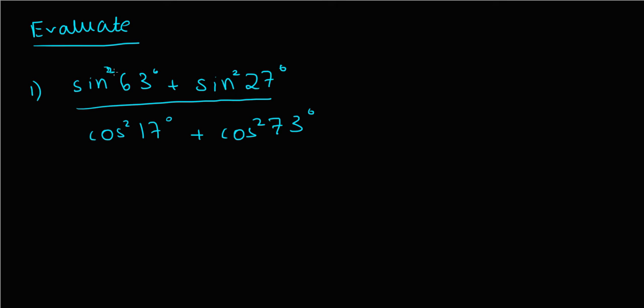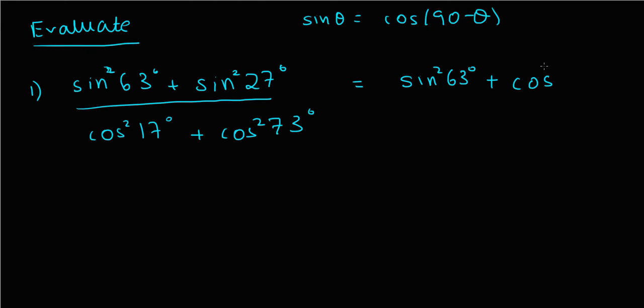Now when I see square over here, it relates me back to the sine square plus cos square identity, and I can see that I have complementary angles here. So I'll convert one sine to cos. So I have sine square 63 degrees plus, we know that sine theta is equal to cos 90 minus theta. So this can be written as cos square 90 minus 27 degrees.